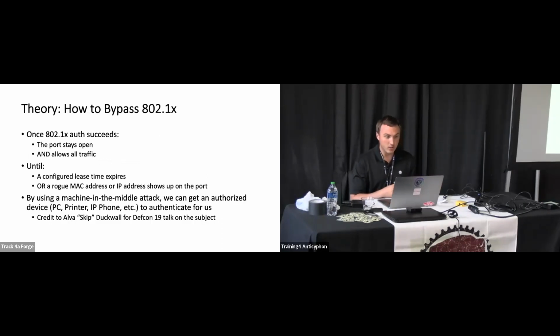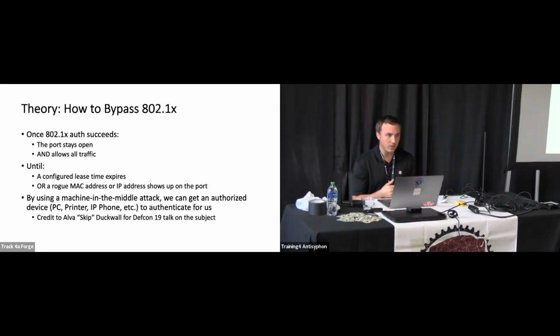Okay, so how do we bypass this? All right, a couple things to keep in mind. Once the auth succeeds on that port, the port stays open and allows arbitrary traffic until either a configured lease time expires, in which case the device has to reauth, or maybe another device shows up on that port, indicating that there's a NAT going on here, and whoever's there has to re-authenticate. Also, of course, if the port goes back into disabled and then re-enabled, you'd have to re-auth.